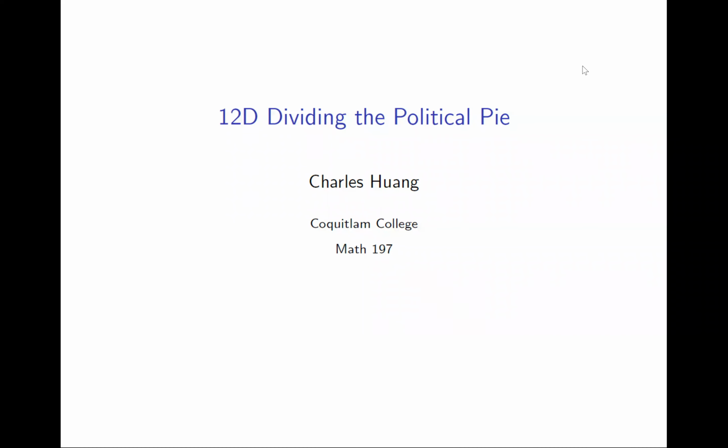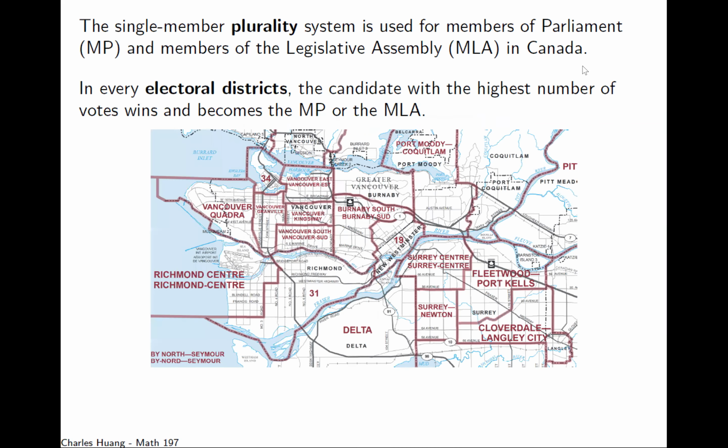12D, dividing the political pie. In Canada, we use the plurality system to vote for, to find a winner to send to the parliament.